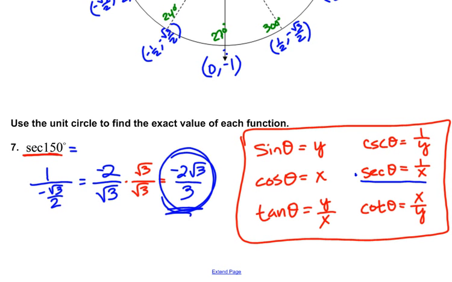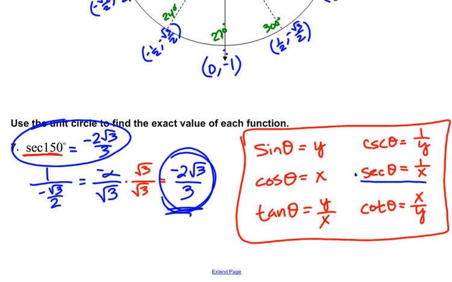I guess we could write it up here if we wanted. Negative 2 square root of 3 over 3. Hopefully you can write it a little bit better than Coach Hunt can. There you go.